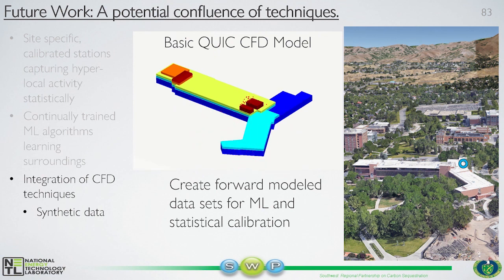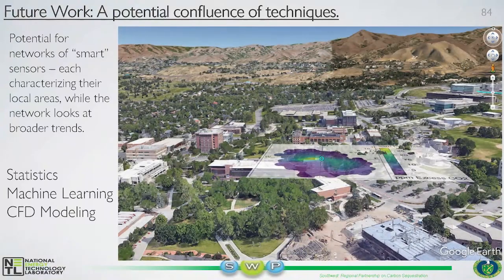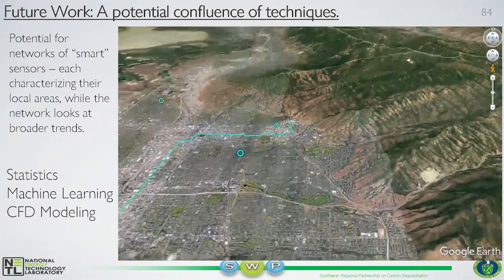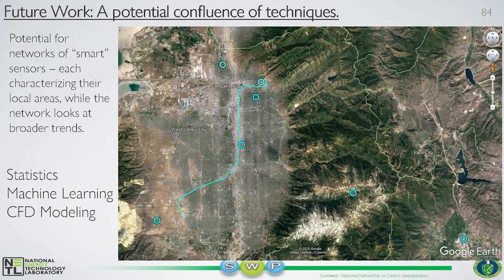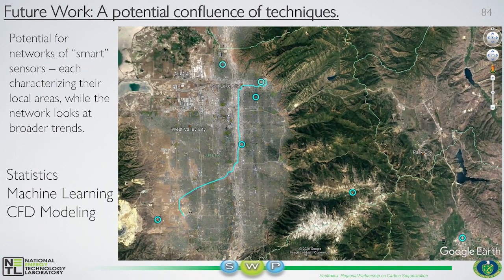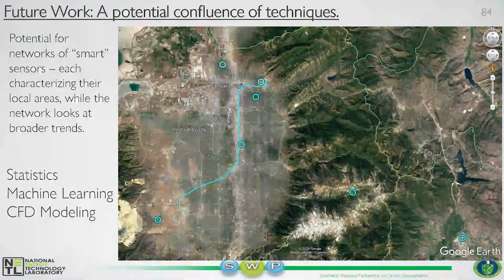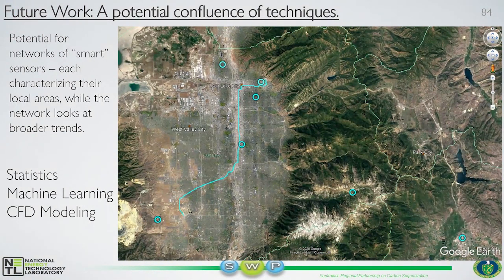What we can then imagine is a network of smart sensors, each characterizing their own local areas using machine learning algorithms, site-specific CFD and synthetic data, and basic statistical inference. Each sensor could then contribute valuable hyperlocal scale information to the sensor networks. This would allow broader networks to characterize GHG flux regionally without losing as much information at the site scale. All three of these fields can help inform one another, and I think the future of emissions detection, quantification, and climate change research as a whole depends on a confluence of all three.